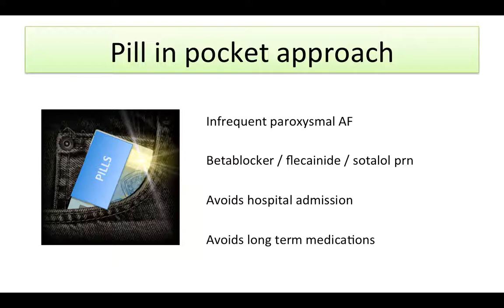So this is usually quite a successful strategy in younger patients, those who are not very keen to be on long-term medications, and those patients who've got infrequent paroxysms of atrial fibrillation. They may get these paroxysms every 6 months or every year. You give them a beta blocker or flecainide or sotalol, whatever choice of antiarrhythmic. When they get their paroxysmal atrial fibrillation, they can just take a couple of doses of that, and if they're still symptomatic, then they could go into hospital. So it's quite a useful strategy. It avoids multiple hospital admissions, and it can avoid the need for long-term medications.